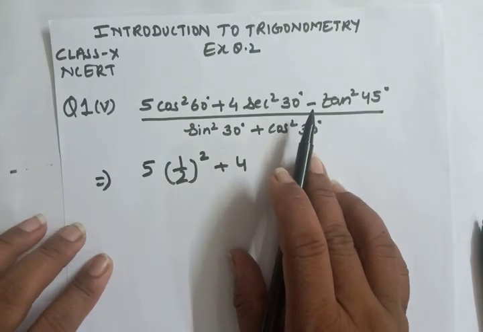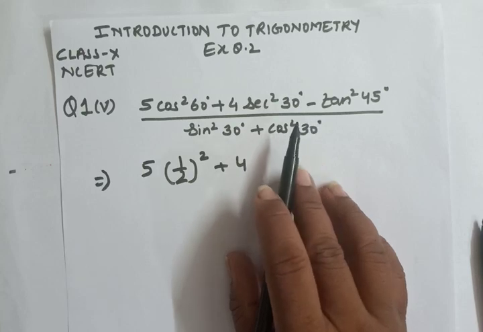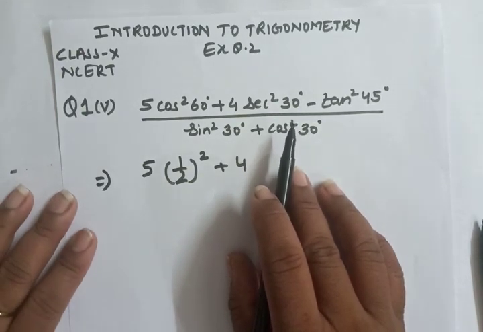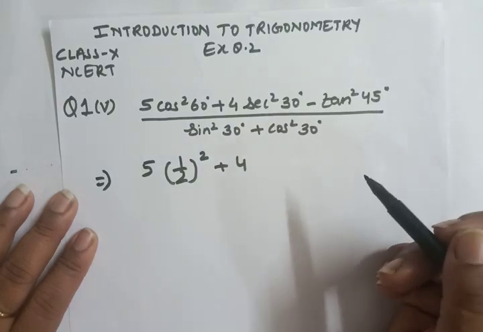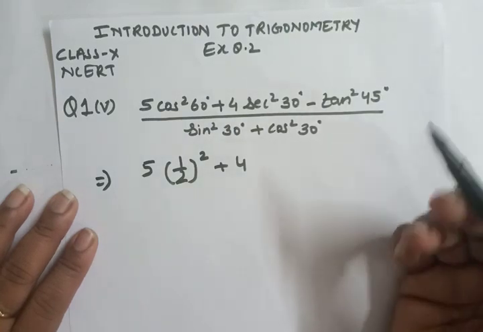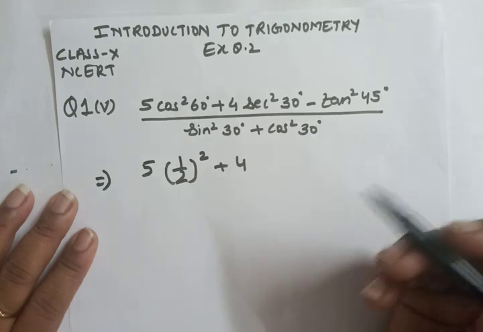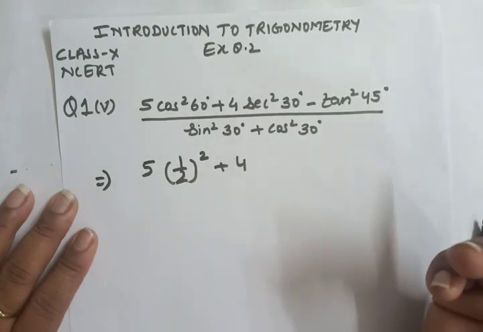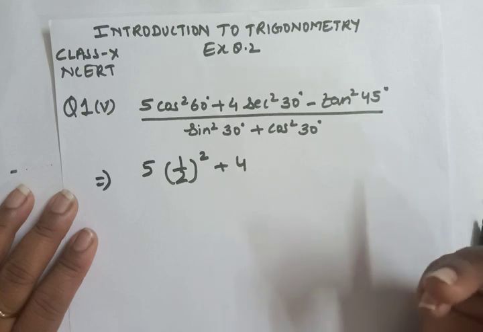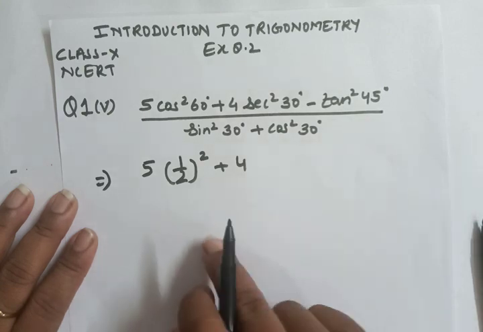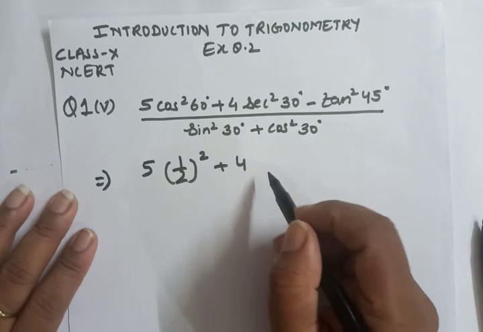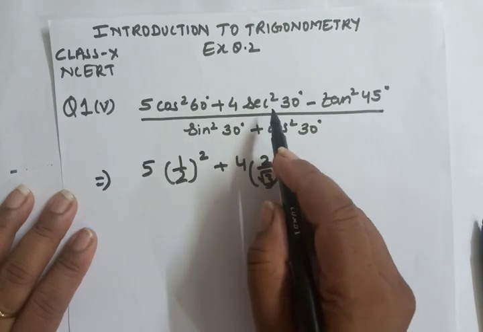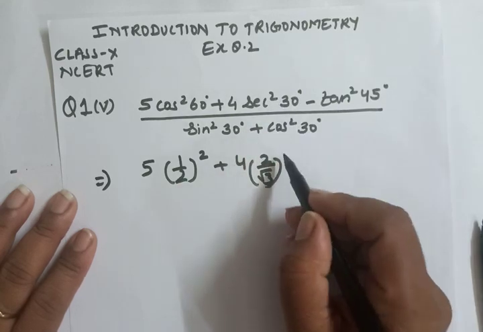Now what is sec 30? That is 2 upon root 3. And if you know cos 30, you can do the reciprocal. Cos 30 is root 3 upon 2, so the reciprocal of cos 30 is 2 upon root 3, the same value, that is sec 30. So we will write here 2 upon root 3, and since sec square is here, the square is here.